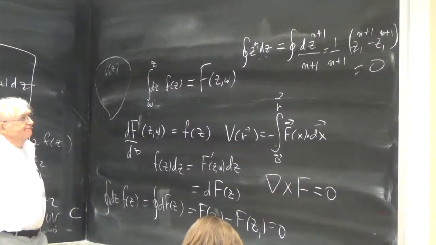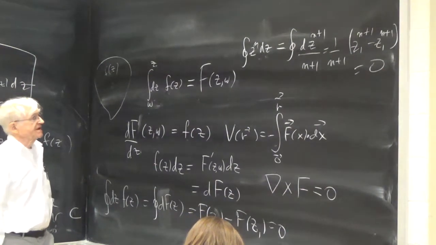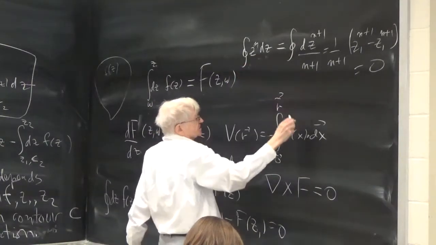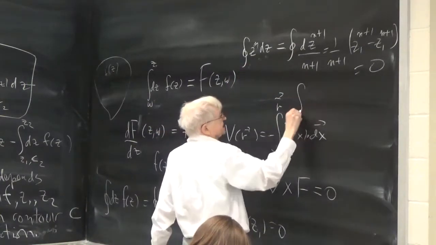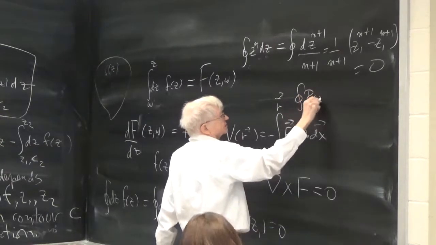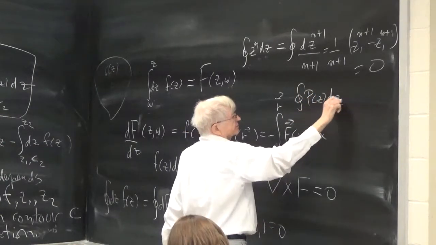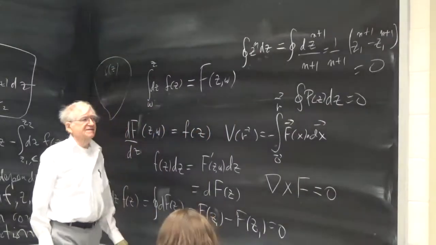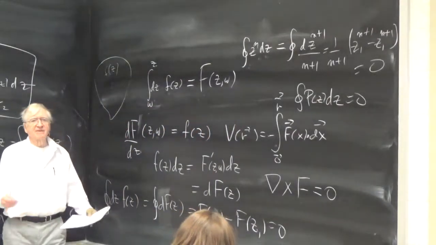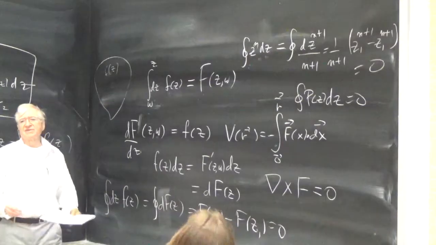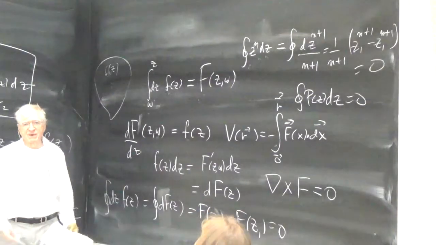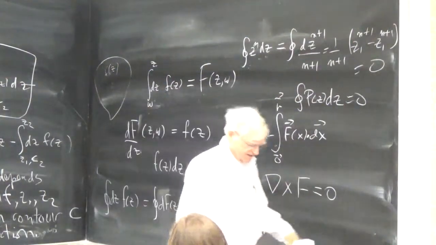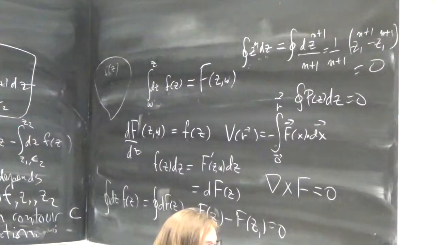And since z to the n integrated around a closed contour gives you 0, it follows that the integral of any polynomial in z is 0. And you can then argue that pretty clearly any function that has a Taylor series expansion also integrates to 0. So these things are all sort of equivalent.